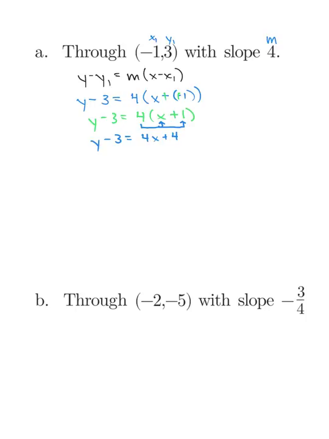From here, I can add 3 to both sides in order to get y by itself, and I'm going to add my constants together. I want to add it with the 4, not the 4x, since it's not an x term. So on the left, my 3's cancel, leaving me with just y. And on the right, I have 4x plus 7. And we're done.